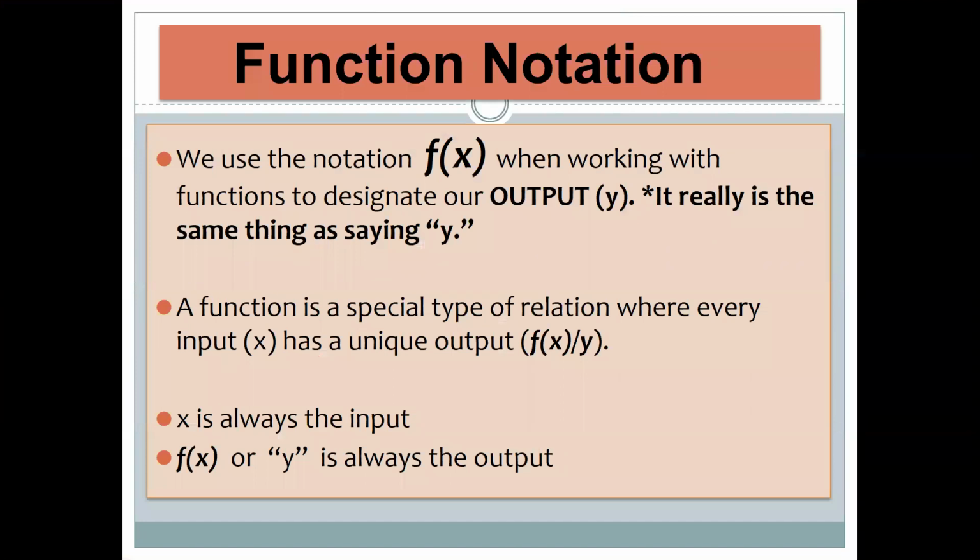Now, function notation. We use function notation, which is just an f with an x in parentheses. That's called f of x. It's the same exact thing as y. Sometimes you've seen it on your assignments. It means it's a function, and the variable is x. A function is a special type of relation where every input has a unique output. If you take the function and plug in x, you're going to get y. So x is your input, and f of x, or y, is our output.